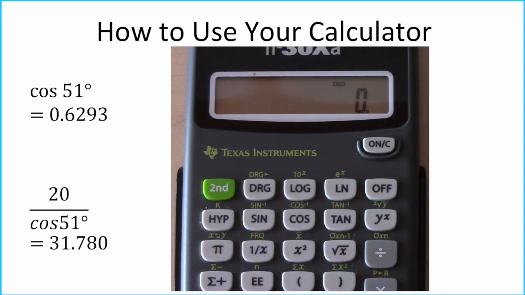With the other calculator, remember you're going to type in 51 first, then hit cosine. That's the cosine of 51 degrees, but remember you don't want to go through the hassle of having to write that down and put it back in the calculator. So instead, you just start with 20, hit divide, then you hit 51, then cosine. Now that's the cosine of 51 degrees. You have to remember to hit equals to get your answer.